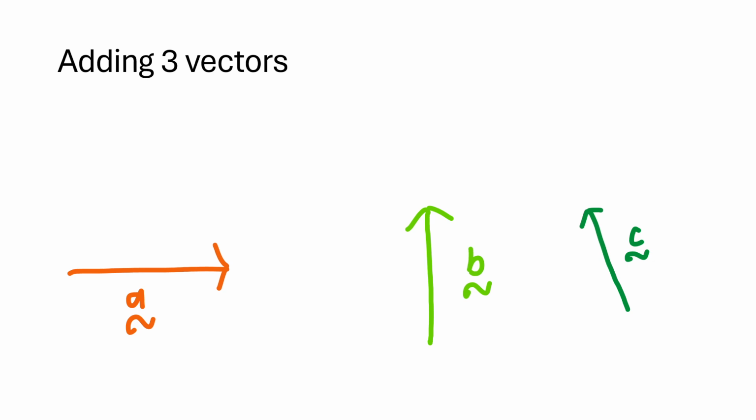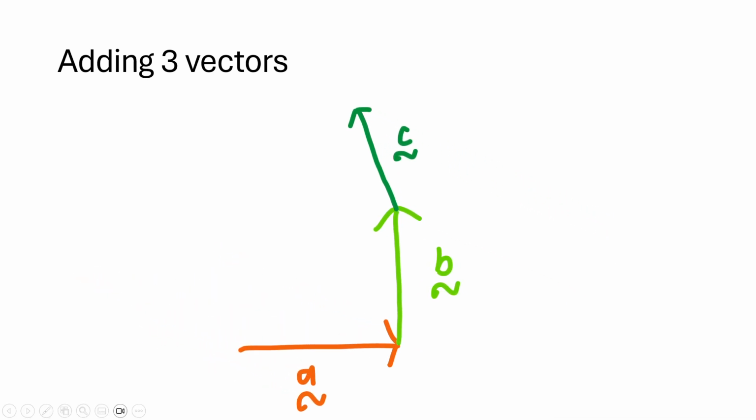So let's look at an example of adding 3 vectors. So yeah, we can line up the tail of vector b on vector a, tail of vector c on vector b. From the tail of vector a to the head of vector c will be our resultant vector.